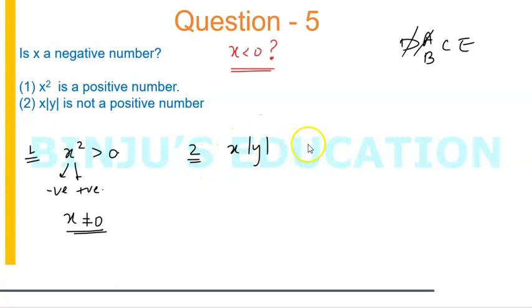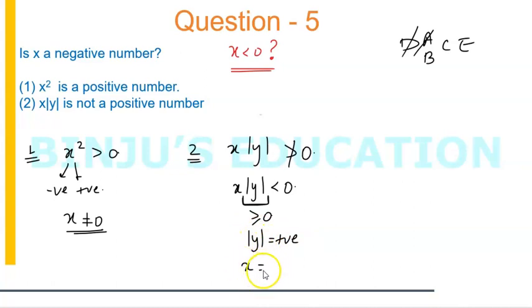X mod Y is not positive, which means X mod Y has to be negative. If X mod Y is not positive, which means X mod Y has to be negative. Now, when you talk about modulus, remember that result of modulus is always greater than or equal to 0. Now it can't be equal to 0 because the product is less than 0. So mod of y will be positive and x will be negative.